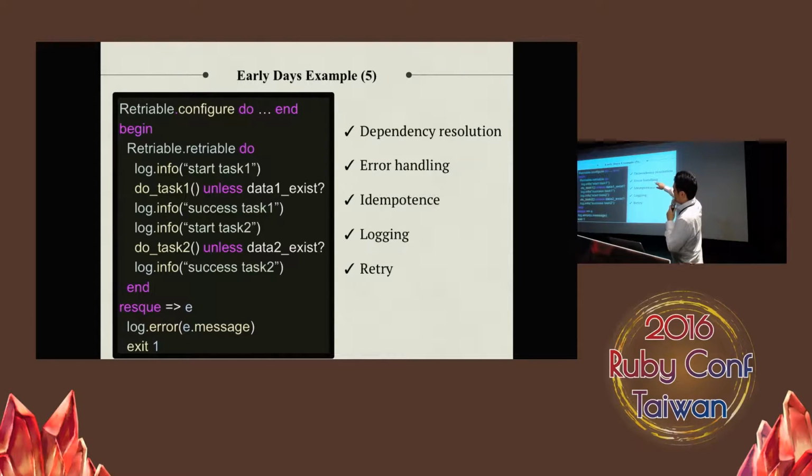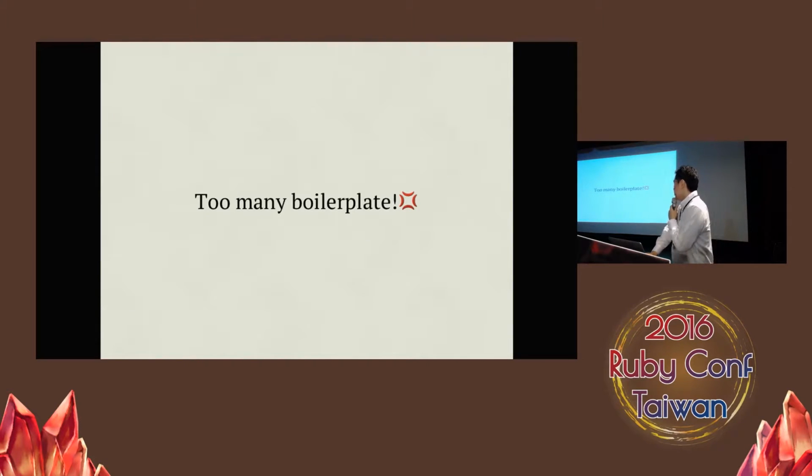Task 1 and task 2 are the logic we have to implement, but the other code is not related to our real requirements, though it's needed. There is too much boilerplate code, so to avoid this boilerplate code, we need a solution. But this situation is a very common problem in engineering.